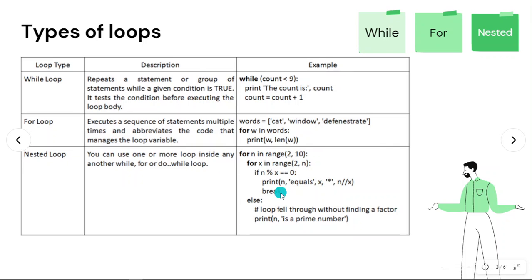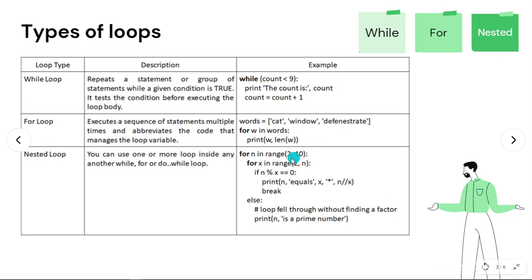So here we have one example which finds the prime numbers. We have one outer for loop, where n is in the range of 2 to 10. Range is a function provided by Python to get a range of values from a starting point and an ending point. So here 2 and 10.